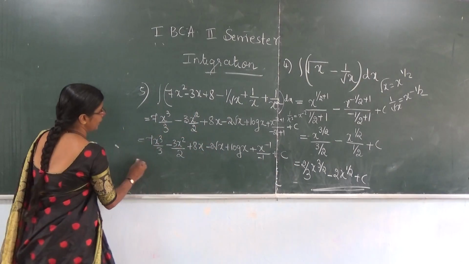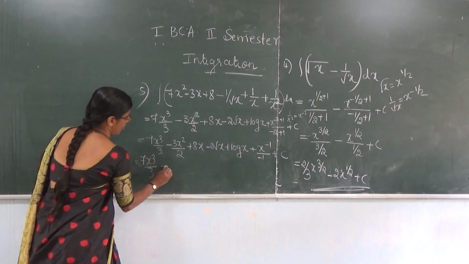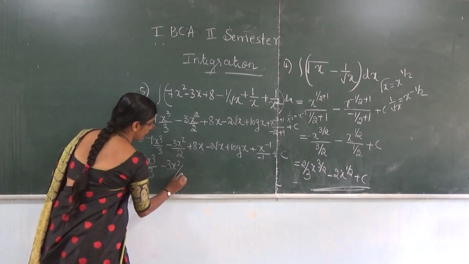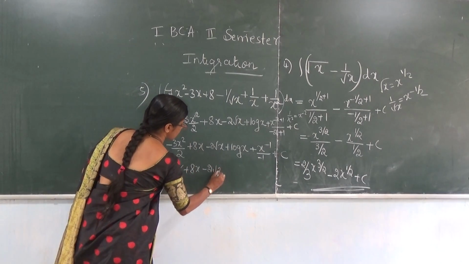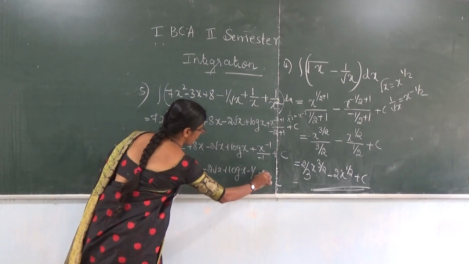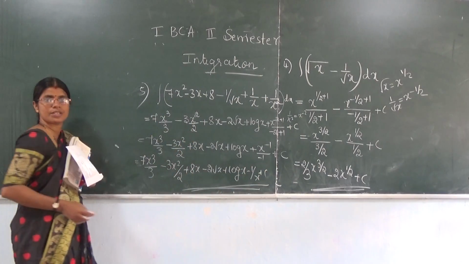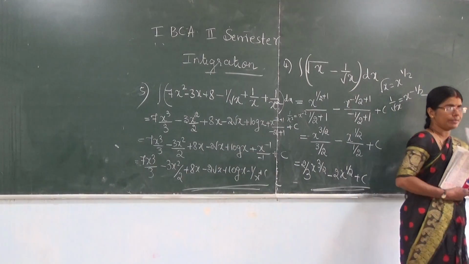So you can simply write this as 7x cube by 3 minus 3x square by 2 plus 8x minus 2 root x plus log x minus 1 by x plus c. So this is about this particular integral.